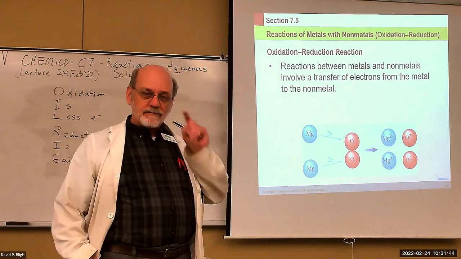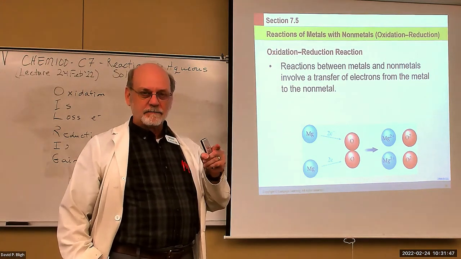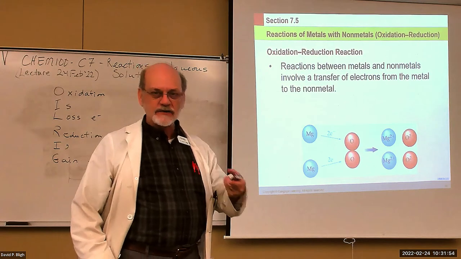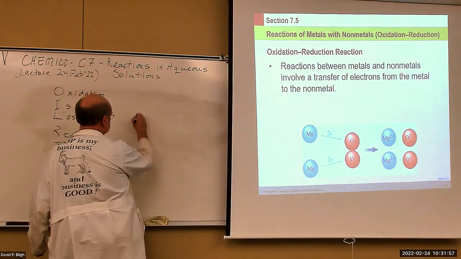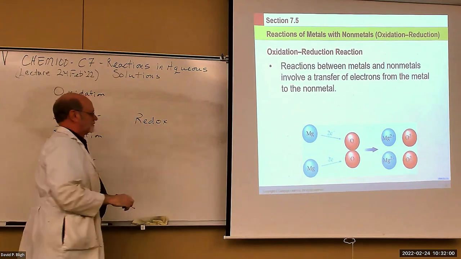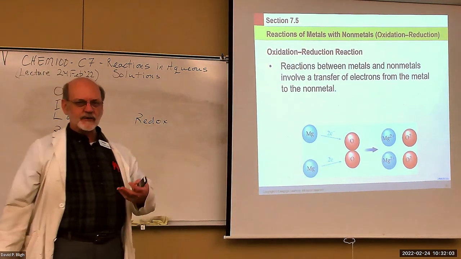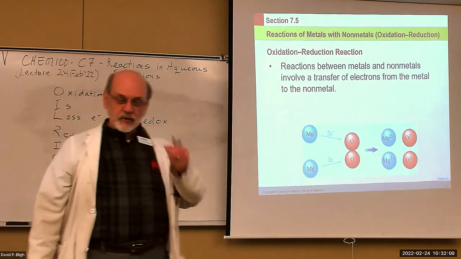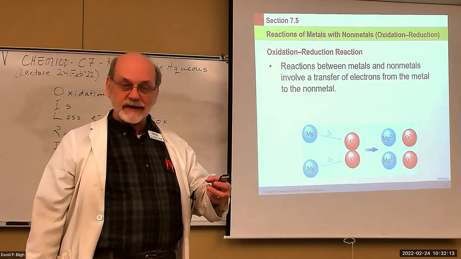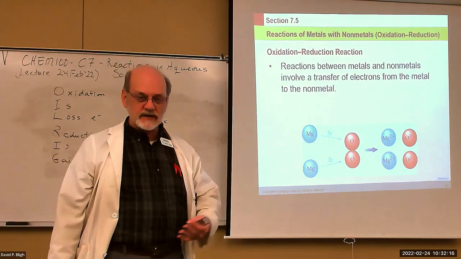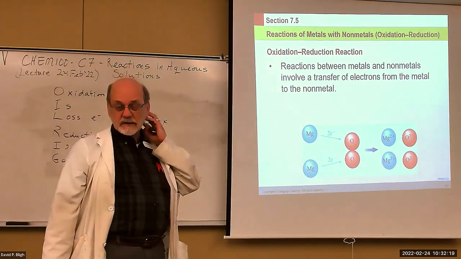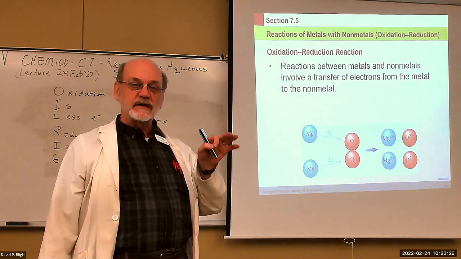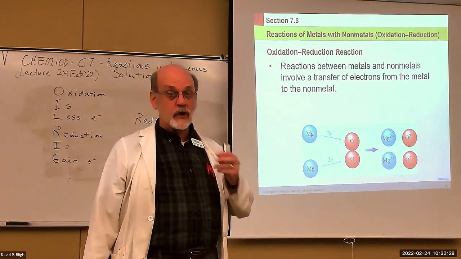Now, when you have a metal and a non-metal reacting, they're pure elements. They always react with a redox reaction, oxidation reduction. For short, we say redox, because it sounds better. Oxred just doesn't sound right. So redox is oxidation reduction. When you have a pure metal and a pure non-metal reacting, their reaction is always oxidation reduction. You transfer electrons. That being said, you can have electron transfers between two nonmetals. That does occur.